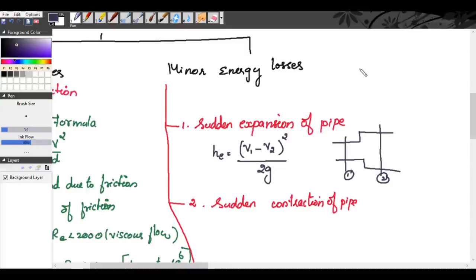I think you remember the formula for Bernoulli's equation is P1 by rho G plus V square by 2G. This V square by 2G is the velocity head. So this equation is based on this, with V replaced by V1 minus V2 the whole square by 2G. This is the expression for minor energy loss due to sudden expansion of pipe.